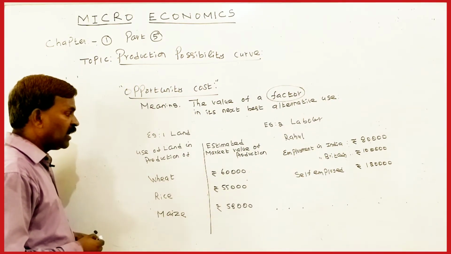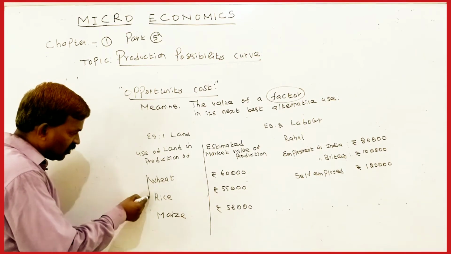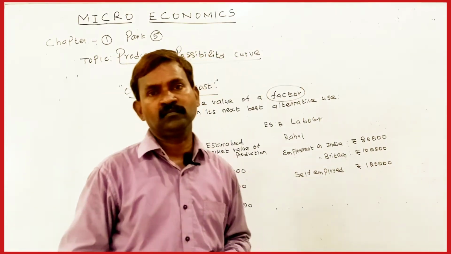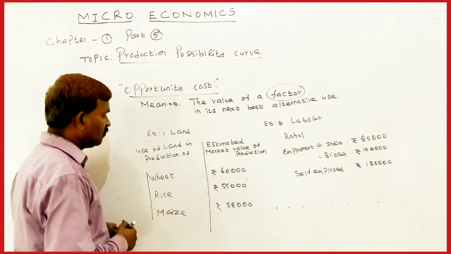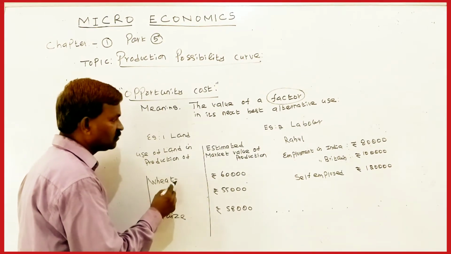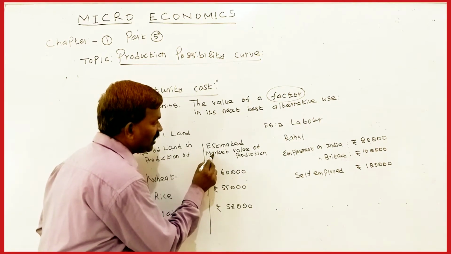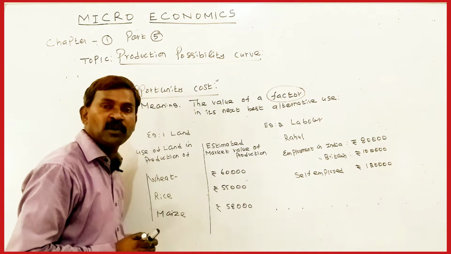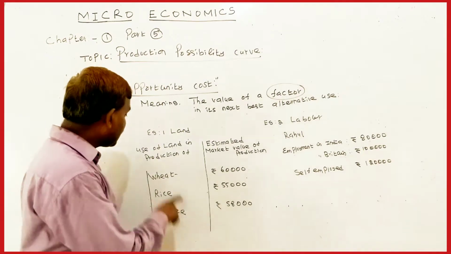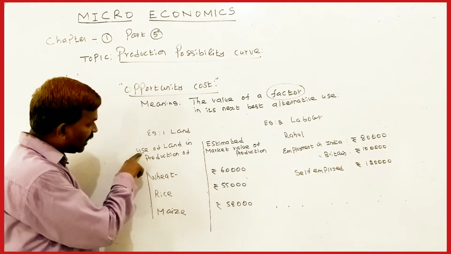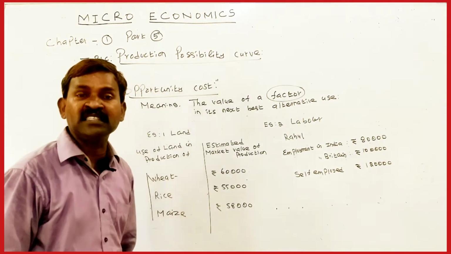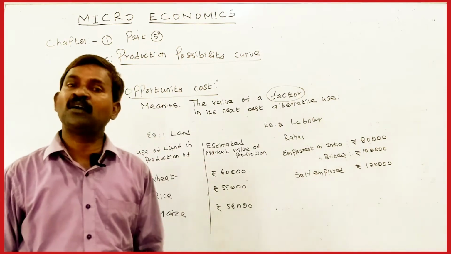This farmer has 3 options for use of his land. So let's suppose if the farmer uses his land in the production of wheat, what market value of wheat would he be able to produce? Rupees 60,000, for example. But instead of wheat, if he used the land in the production of rice, this is the market value of rice that he could produce, rupees 55,000.